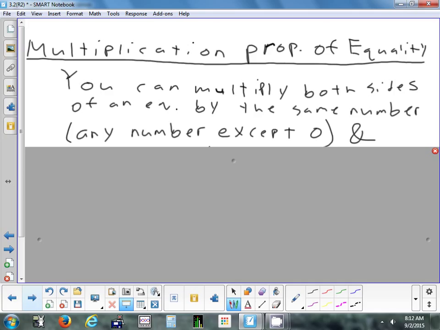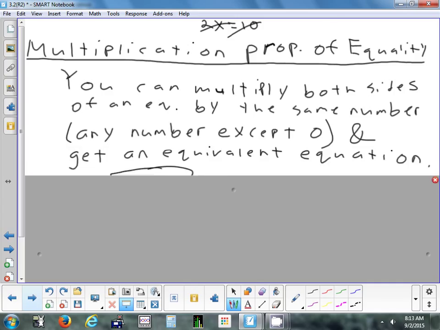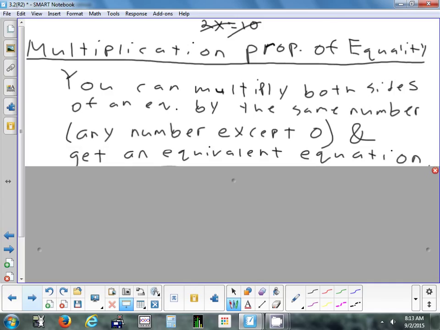Okay? Imagine you had an equation like, let's say, 2x equals 10. If you multiplied both sides by 0, you'd wipe this out, you'd wipe that out, you'd have nothing left. That's why you can't do that. Okay? And as long as you multiply both sides by the same number, you get an equivalent equation. So our goal is going to be to take an equation that has a number next to the x and get rid of that number.